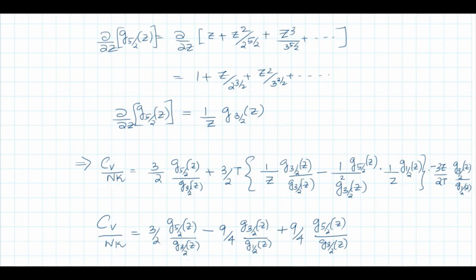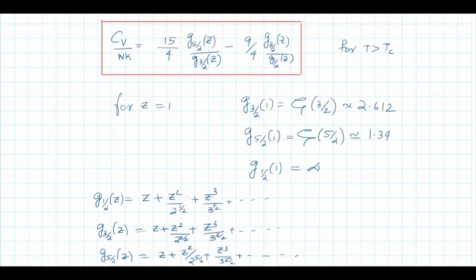Here this will cancel and this term z will cancel. You will get minus 9/4 g_{3/2}(z)/g_{1/2}(z), and the last term will give you plus 9/4 g_{5/2}(z)/g_{3/2}(z). Okay. So you can write it as Cv/Nk equal to 15/4 g_{5/2}(z)/g_{3/2}(z) minus 9/4 g_{3/2}(z)/g_{1/2}(z). This equation is valid when T is greater than Tc.